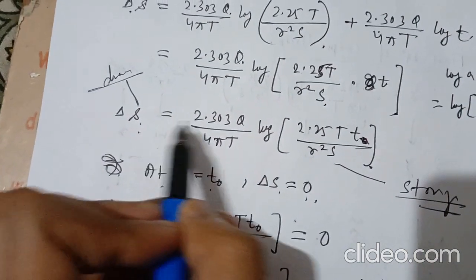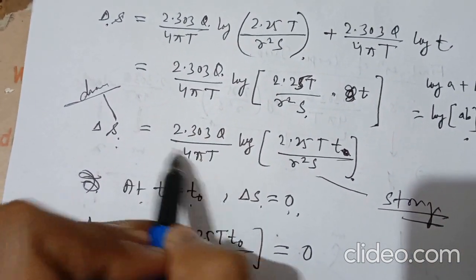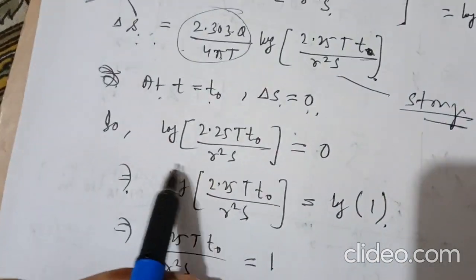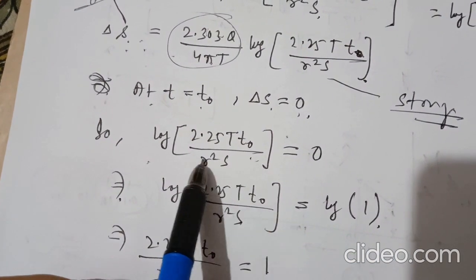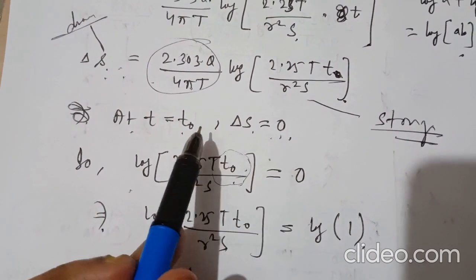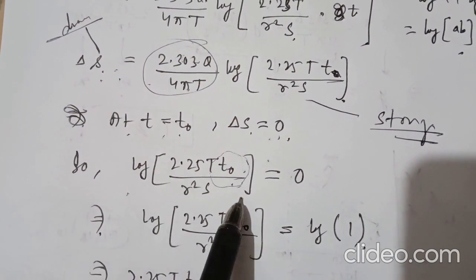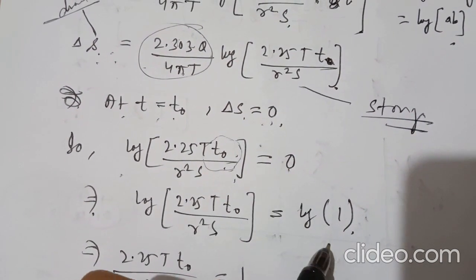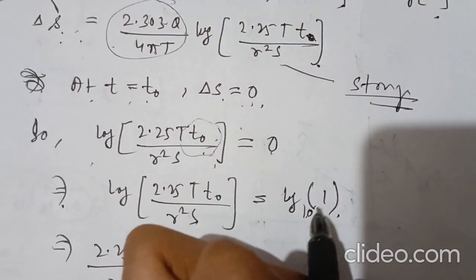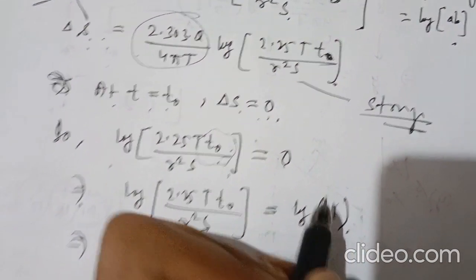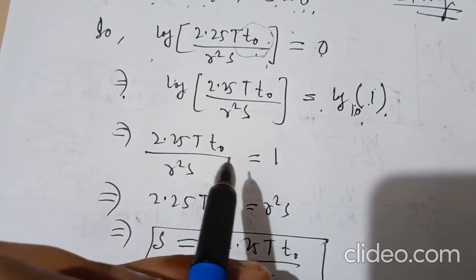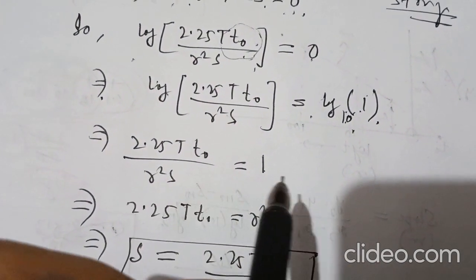If this becomes 0, then if we cross multiply the constant term, it will also become 0, and the final will be log 2.25 capital T t naught upon r square s equal to 0. Here we write t naught because del s is considered 0 at time t naught. And we know that 0 is actually log 1, since 10 raised to the power 0 equal to 1. So we can remove the log from both sides and it will become 2.25 capital T t naught upon r square s equal to 1.